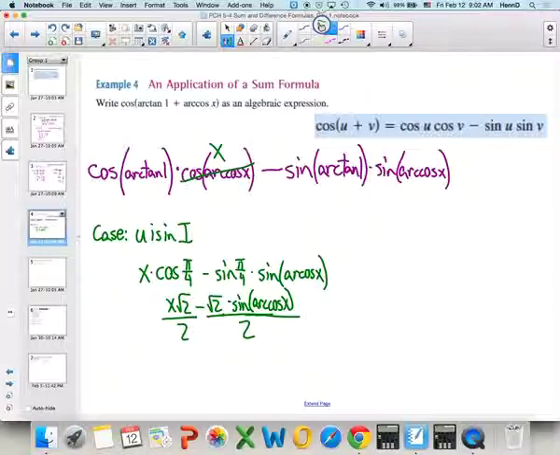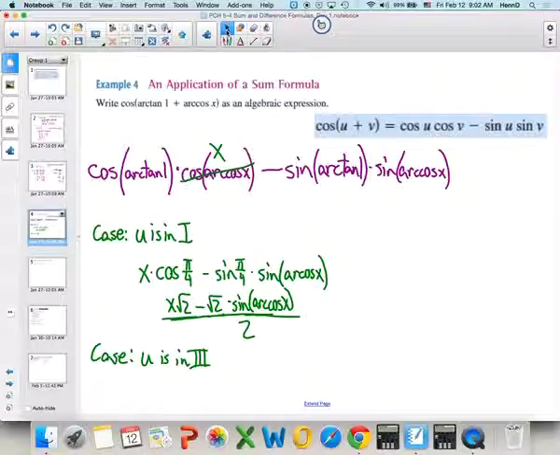Okay. Alright, so this is what we have, and then I just combine it into one big fraction all over 2. Now, the alternative here, guys, the other case is if u is in the third quadrant. The only difference here is that when I take the cosine of pi over 4, I'll get a negative root 2 over 2. And when I do the sine of pi over 4, I'll get a negative root 2 over 2.